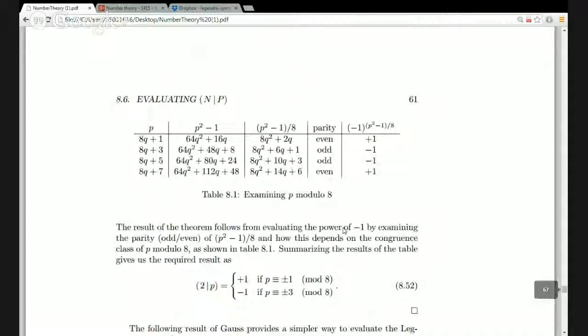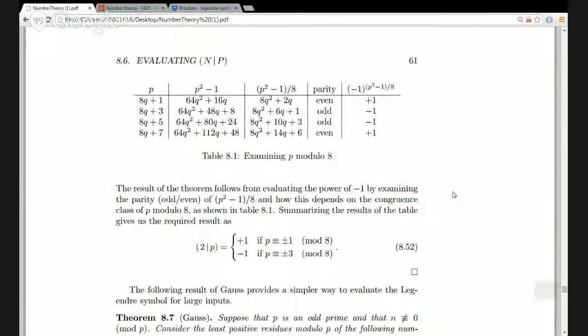So what's a good way of describing that? We have (2/p) is now -1 to the power of (p squared - 1)/8. So we just need to know whether p squared - 1 over 8 is even or odd.